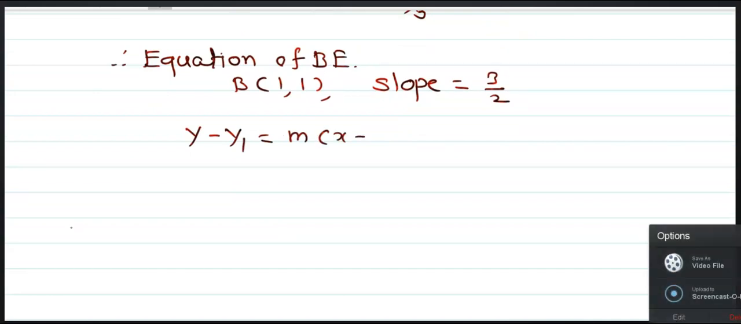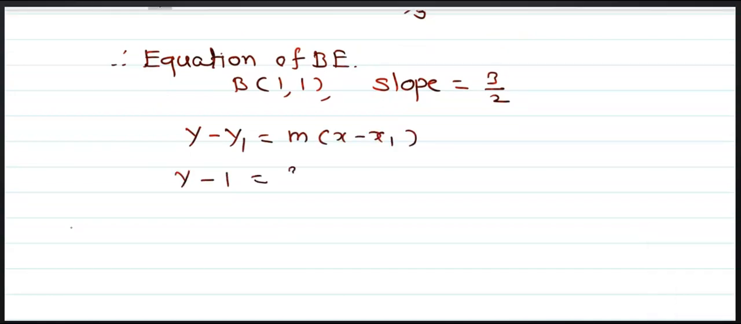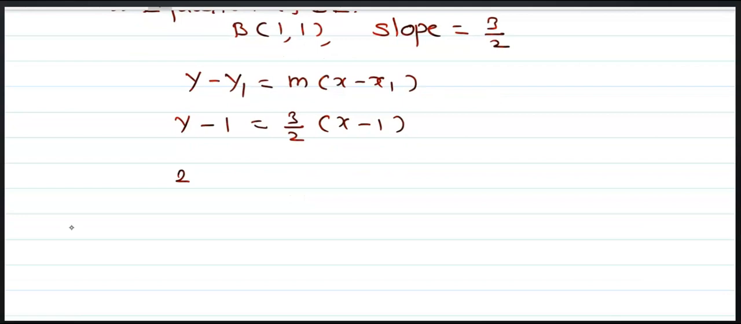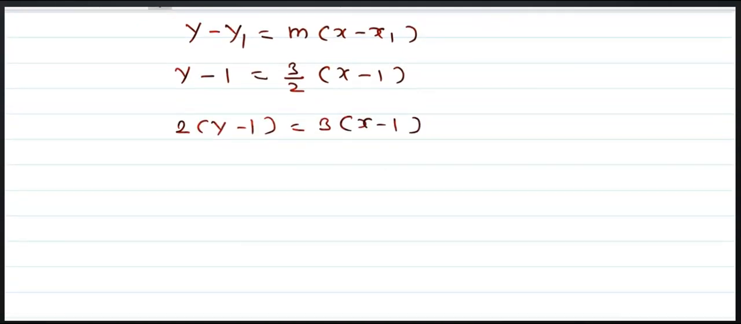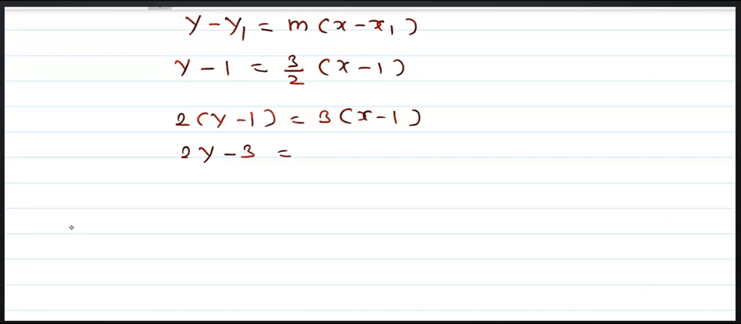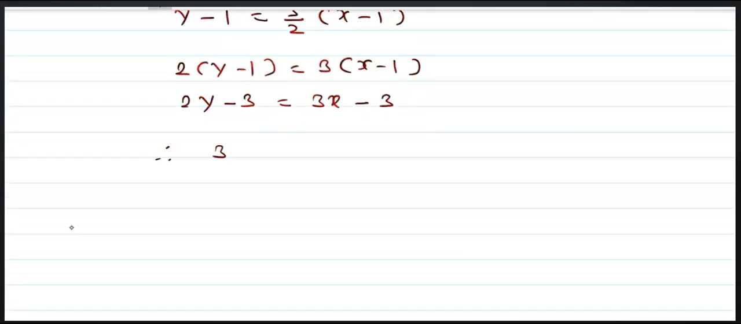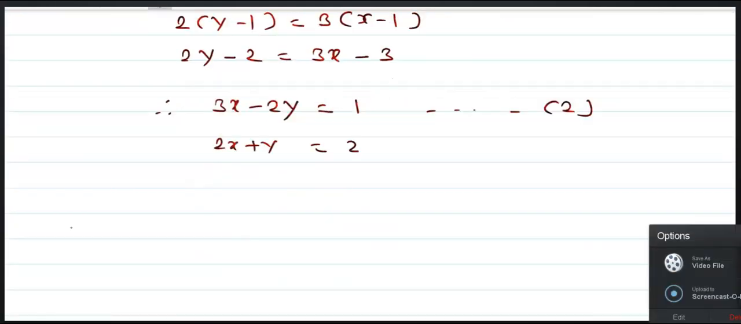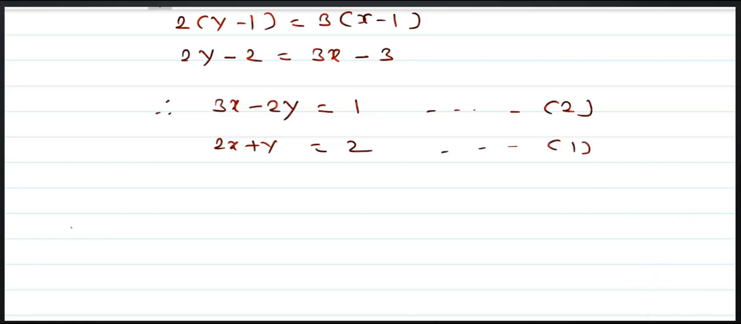Therefore, y minus y1 equals m times (x minus x1). y minus 1 equals 3 by 2 times (x minus 1). Now simplifying, 2 times (y minus 1) equals 3 times (x minus 1). 2y minus 2 equals 3x minus 3. Therefore, 3x minus 2y equals 1. Now we have these two equations. Now solve these two equations simultaneously.